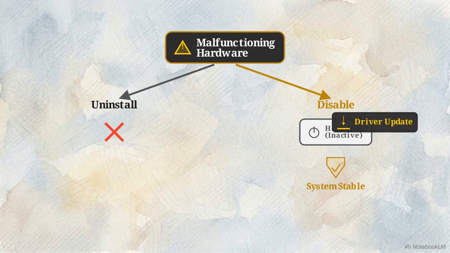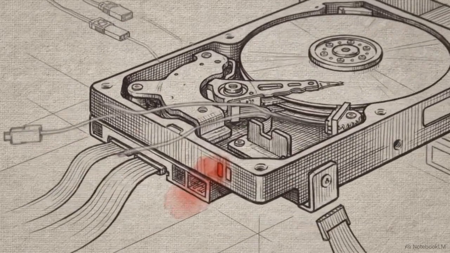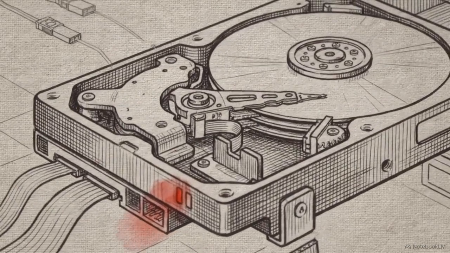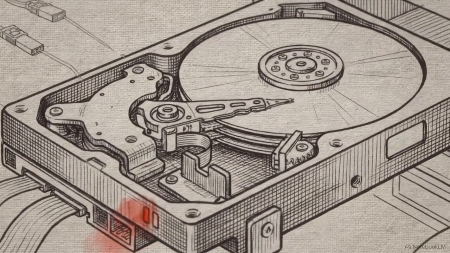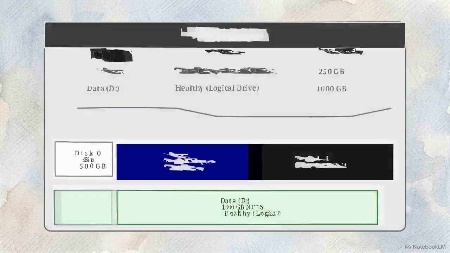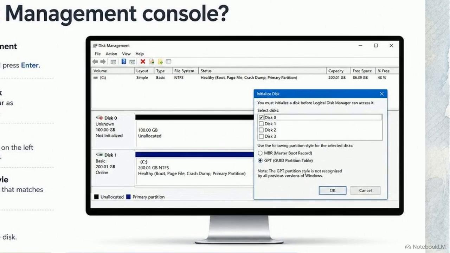Now we'll bring our storage online. After a hard drive is physically installed, it remains invisible to the user until it is initialized and partitioned. We access the storage backend by running the diskmanagement.msc command to launch the Disk Management console. In this screenshot, look at Disk 1. The black bar indicates unallocated space, which is raw capacity that hasn't been assigned to a volume.